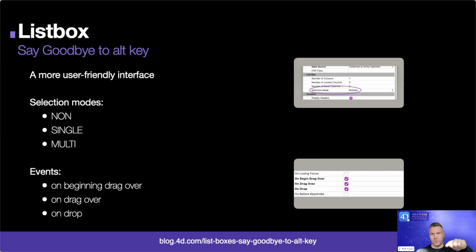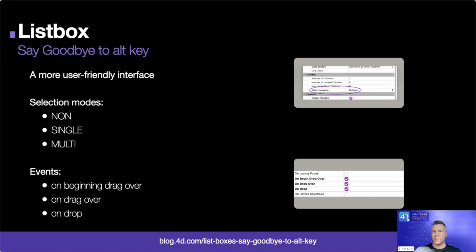So if you selected multiple elements of a list box and you wanted to move those elements, you had to press Alt, click on one, and then move them. And that actually is not the modern way of doing that sort of operation that people are used to on either Mac OS or Windows when they're managing their files and folders. So now with 4D 19R7, you no longer need to press the Alt key in order to do that. So select them, click one of them, and now you can drag.